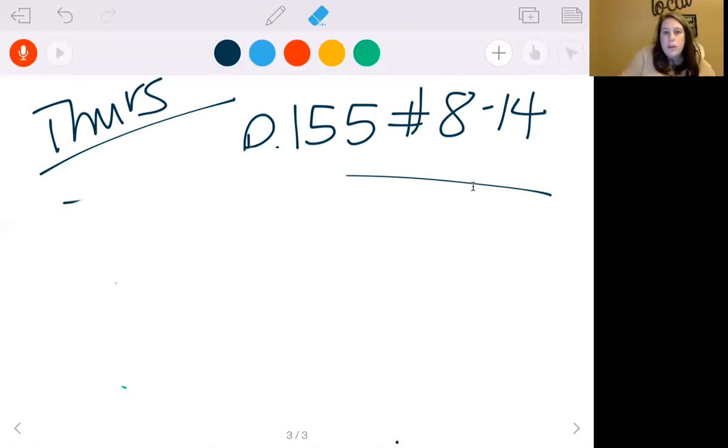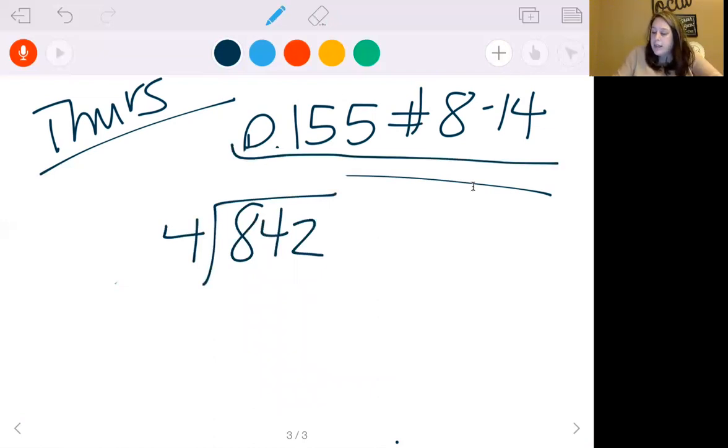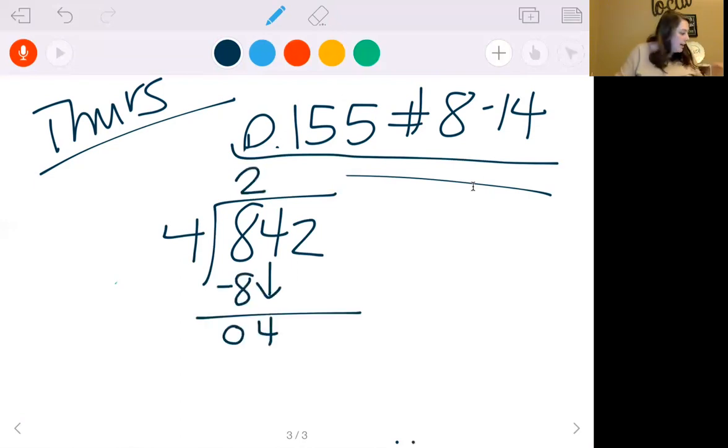Let's do 842 divided by 4. 4 goes into 8 2 times. 4 times 2 is 8. Subtract it, we get 0. Bring down my 4. 4 goes into 4 one time. 4 times 1 is 4. Subtract it, we get 0. Bring down the 2. 4 goes into 2 0 times. 4 times 0 is 0. And then we get 2 as our remainder.